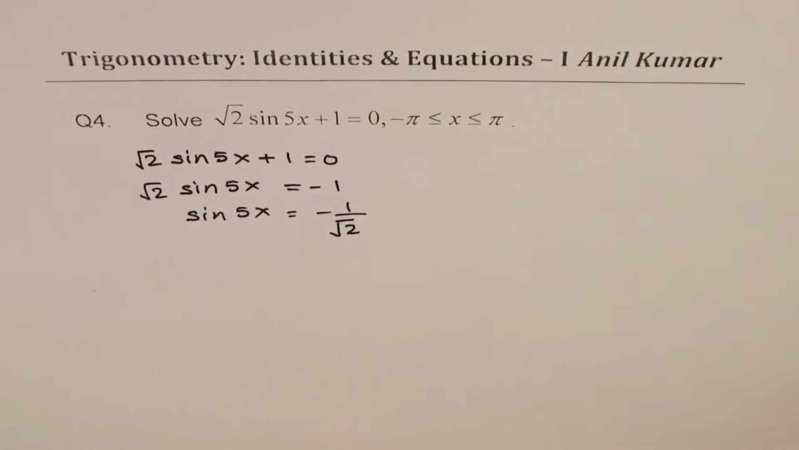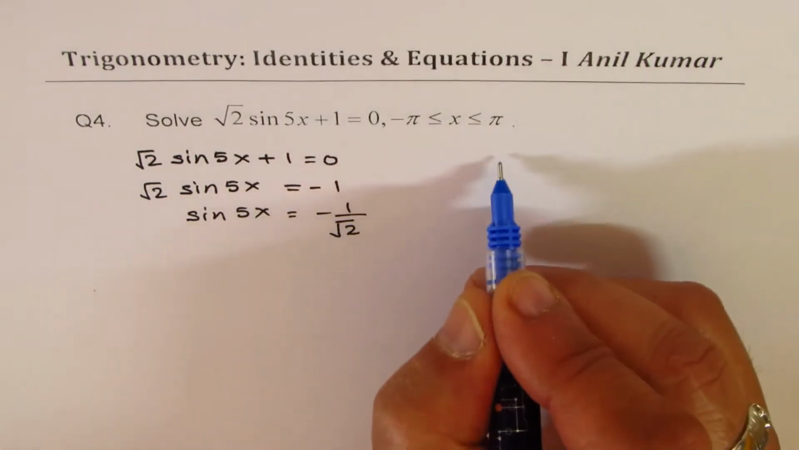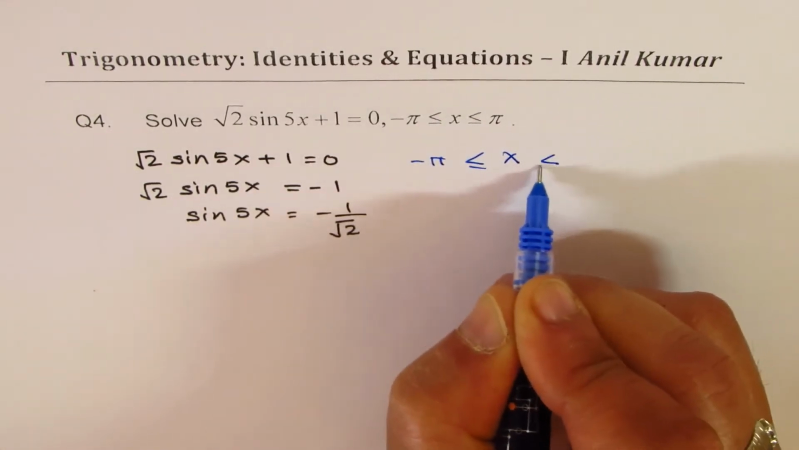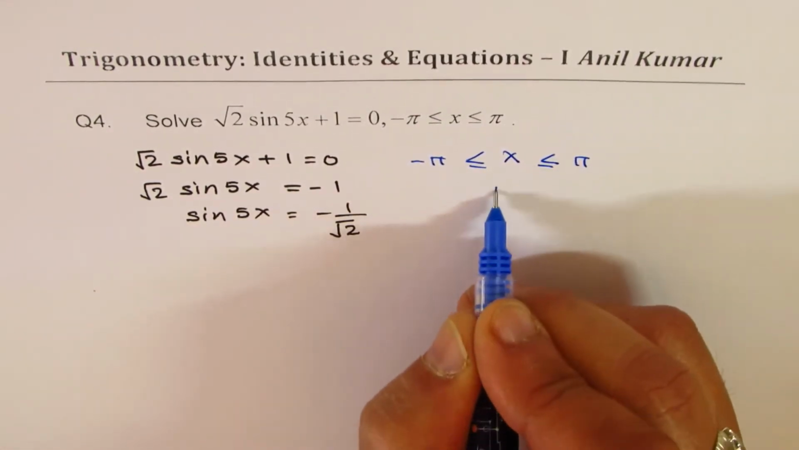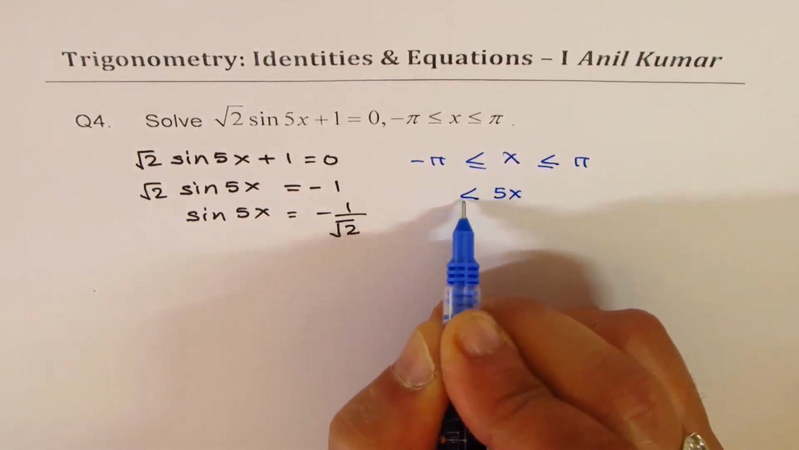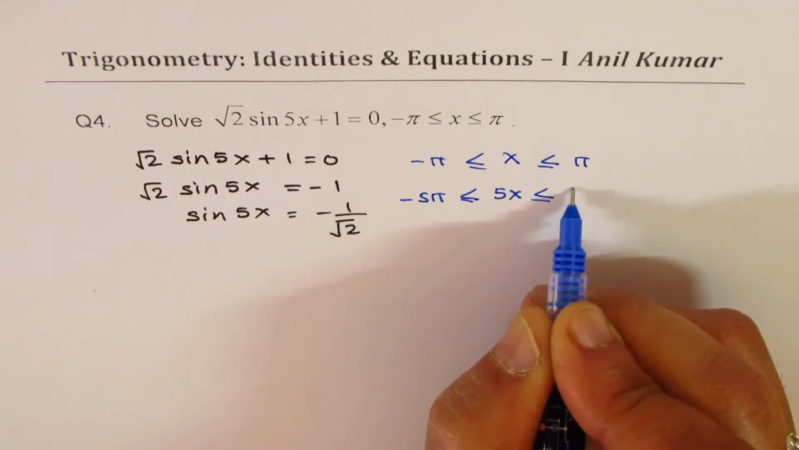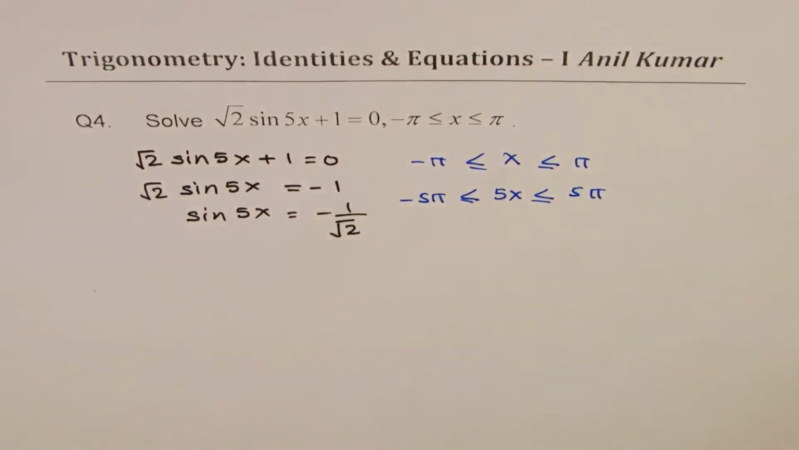Now there are a couple of things which we have to look into. We are given that x is between minus pi and pi. So that means that 5x will be between what? Minus 5 pi, correct? And 5 pi. And this is important to understand.